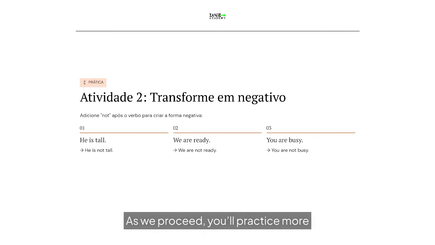As we proceed, you'll practice more of these transformations, which will help you become comfortable with negative statements. It's interesting to see how adding "not" can shift the entire meaning of a sentence. By mastering this, you'll enhance your ability to express yourself clearly and accurately in English conversations. So let's dive into this exercise and see how well you can apply these transformations.